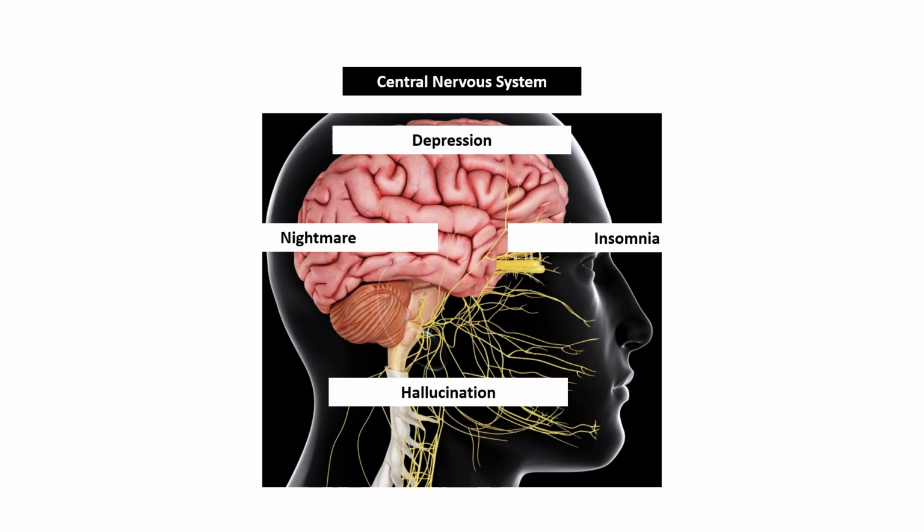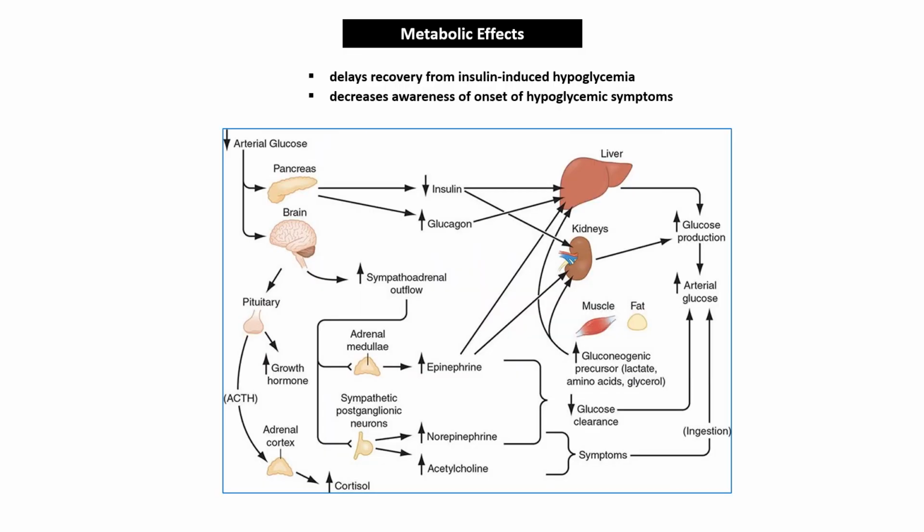Central nervous system effects are also reported with the use of beta blockers, and this includes depression, sleep disturbances such as insomnia and nightmares, as well as hallucination. The use of beta blockers or beta antagonists has been associated with delayed recovery from insulin-induced hypoglycemia, as well as decreased awareness of the onset of hypoglycemic symptoms in patients with concurrent diabetes.